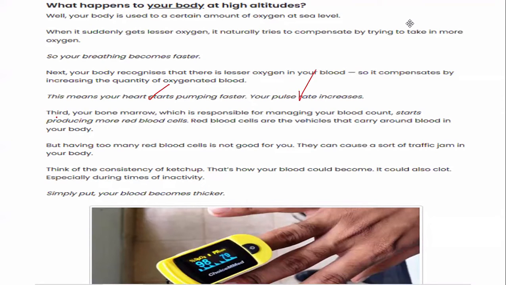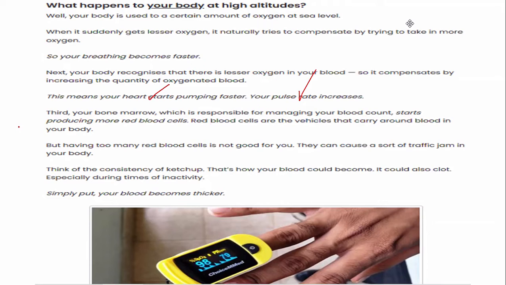Then, because we need more oxygen, our bone marrow will try to produce red blood cells, because the oxygen to be delivered should be carried by the red blood cells, diba? Third, your bone marrow, which is responsible for managing our blood count, starts producing more red blood cells. And remember what hormone helps? The erythropoietin, from the kidney. Erythropoietin is a hormone produced by the kidney to help in the production of red blood cells by the bone marrow.